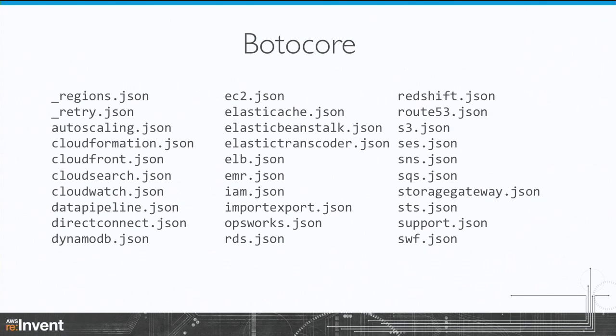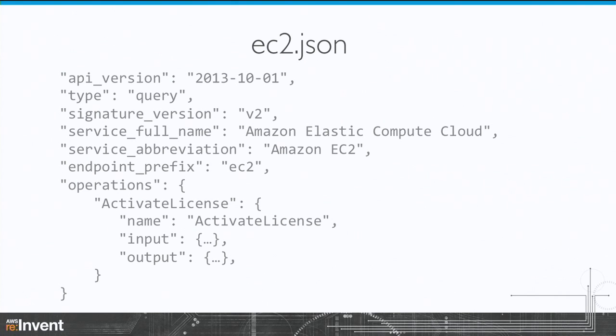And if you notice, each of the services are specified in a JSON file. And what's nice about that is, for example, with ec2.json, it declaratively describes what that service is. So it'll have things like the API version, the signature version. But also, it has operations, and then it has a list of operations with the exact input and output. And so this makes it very easy to stay up to date with the latest service changes.